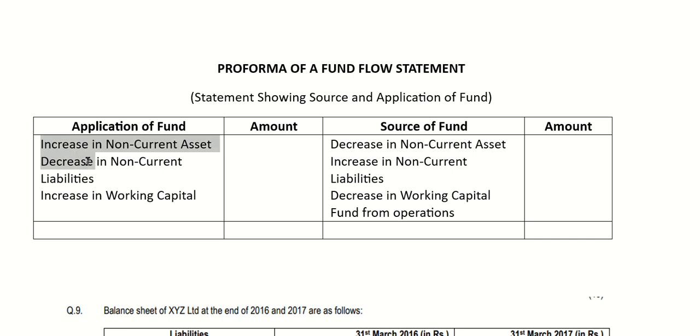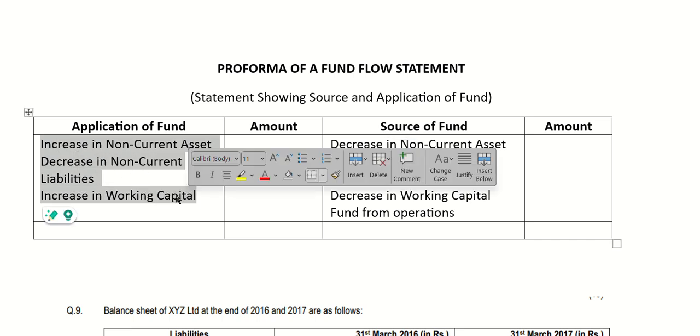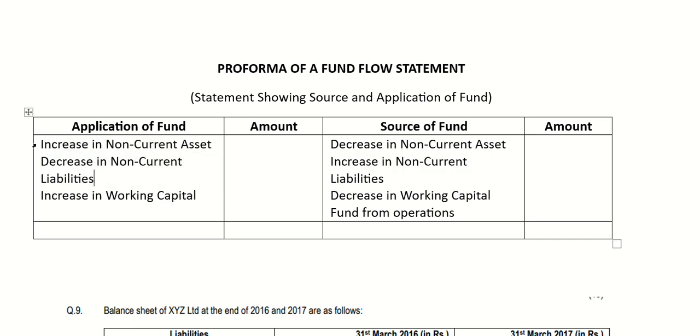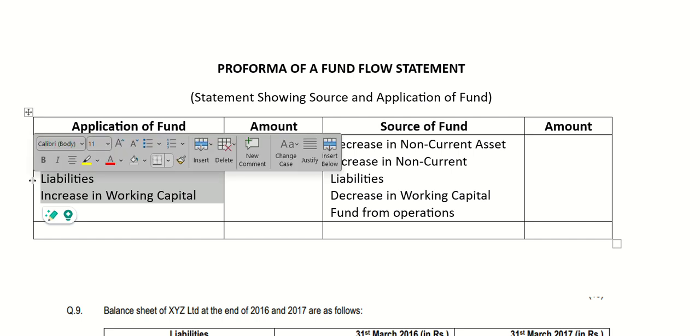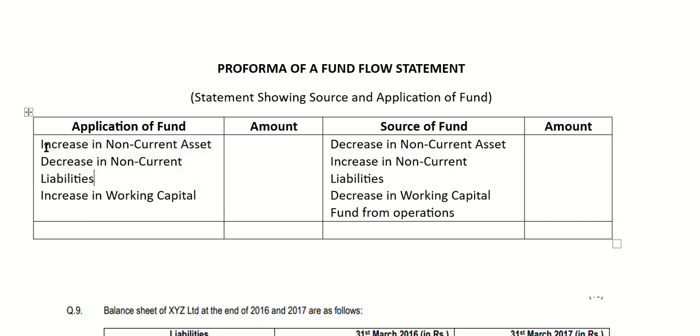Here we will write things that cause cash outflow. Just remember, this is just a format. It doesn't mean only these things will come. If an increase in a non-current asset happens, what will it cause? An increase in non-current asset means we have bought something into our business. So we will lose our fund. It is an application of fund.